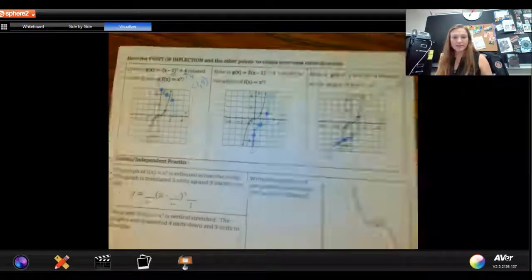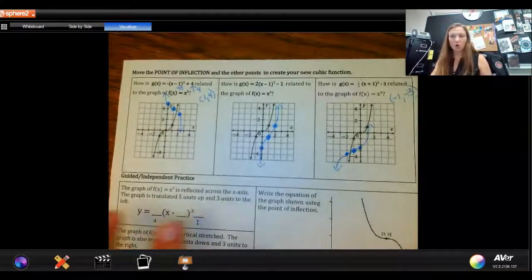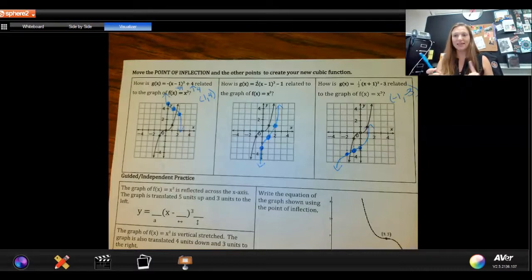Okay, the guided practice below, I would like you to do these on your own, and then you can check back on my key to be able to see if you got those correct. So go ahead and practice them on your own and see how you do.